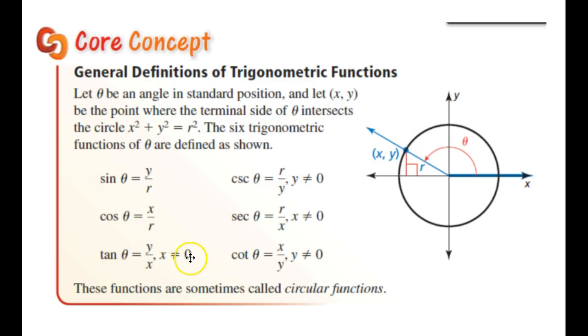So here are my 6 trig functions, right? Sine is going to be y over r, cosine is x over r, and here's what we're looking at. These are something you're going to need to know. And in just a few slides, we're going to look at a unit circle that's really going to help put these in your brain and help make sense of them. These are also called circular functions.